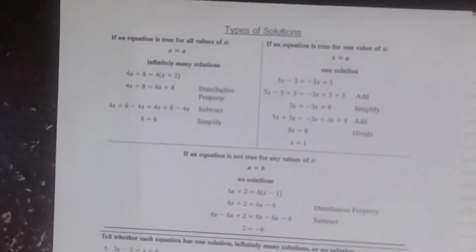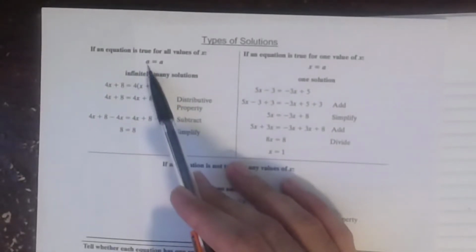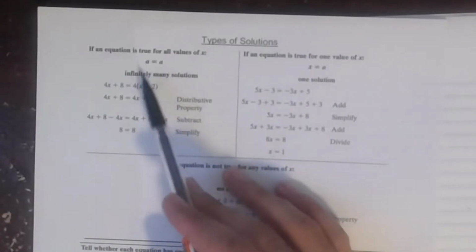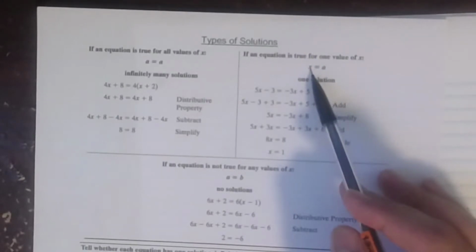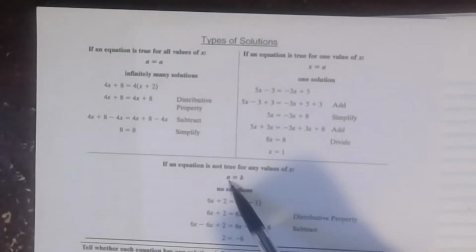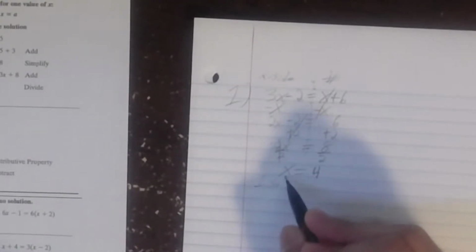So if we were to look at our types of solutions, notice how this one says a is a number, and it's equal to the same number, a. And over here, it's x equals a number, which is just a, and then over here is a, which is a number, and then b is a different number, and it's equal to each other. If we were to look at which one it looks like, it's actually this one, which means it's one solution, which is x equals 4.